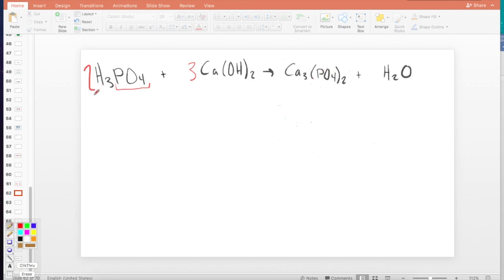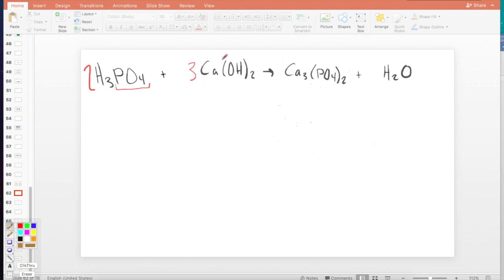I have how many hydrogens total on the reactant side? Think carefully about this. Well, right here, I would have 6. Every single H3PO4 contains 3 hydrogens, and I have 2 of them now. So that's 6 hydrogens. How about from this substance? How many hydrogens do I have?